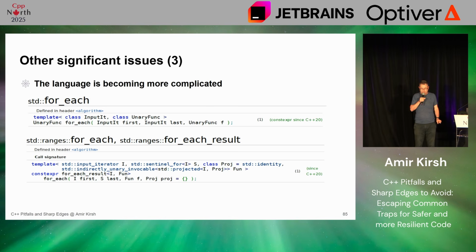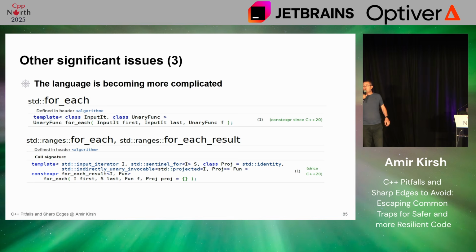It's the same for_each, but for ranges it's not exactly the same because the first and last might be different types, which I can understand. I don't want the last to be the exact same type as the first. Maybe it's a sentinel. Okay, that's fine. But let's see all those concepts. Input iterator I, sentinel for I, which is called S, a projection, which by default is the identity function or the identity type. Then an indirectly unary invocable on a projected I. How can we read that?